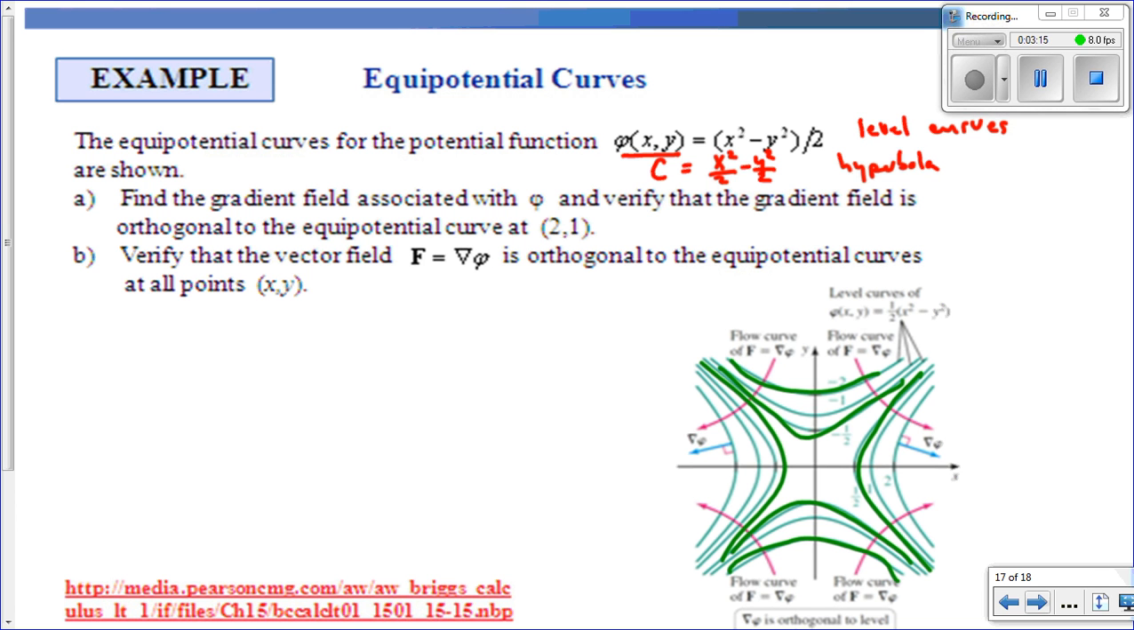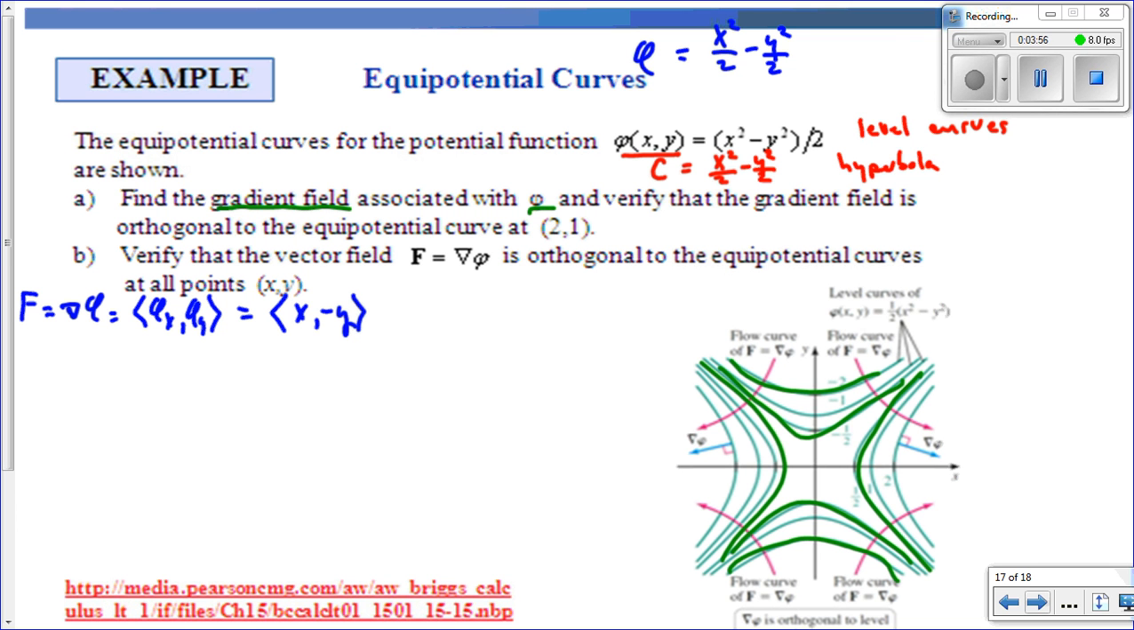So now let's look at the gradient. We want to find the gradient field that's associated with phi. Well, the gradient of phi will be the partial derivatives with respect to x and y in the two components in the vector field. So rewriting the phi in this way, x squared over 2 minus y squared over 2, we see that the gradient or the vector field would be x comma negative y. Okay, so that's the vector field denoted by the gradient generated by this potential function phi.